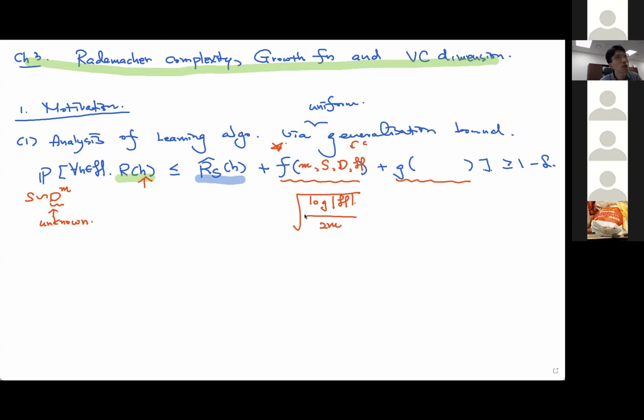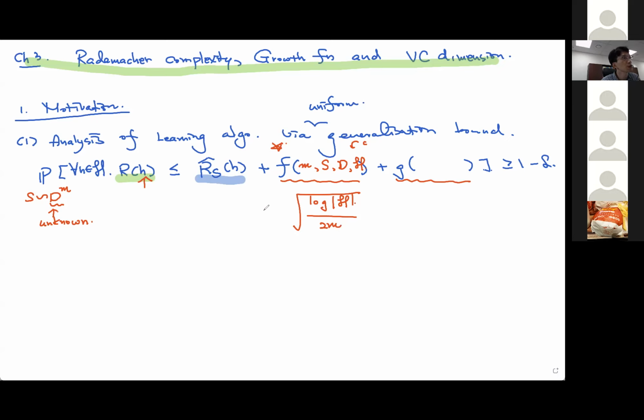So I may be wrong, but it has of this one, square root of log of the size of H. But now, what we're gonna do is we will actually try to do something more general, something more powerful than the one that we discussed before.